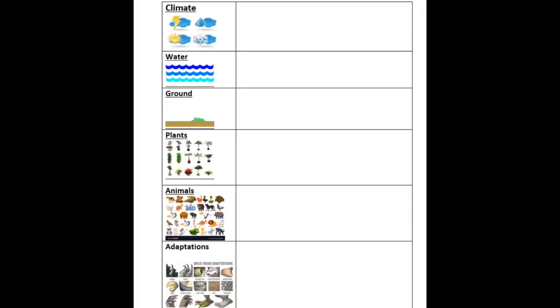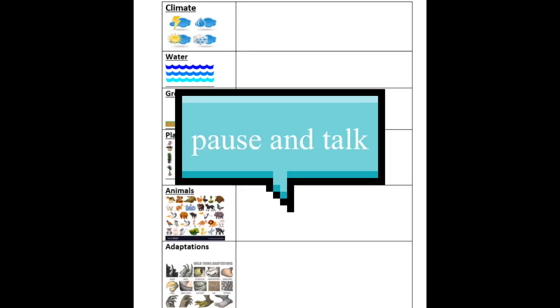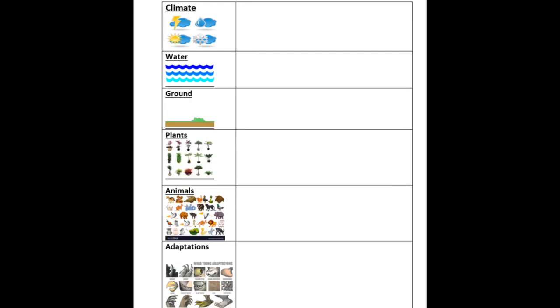Hello friends, today you're going to learn about the animals of the saltwater habitat. In the previous lesson, you learned about the freshwater habitat. Well, what is freshwater? Pause and talk. Freshwater is water that animals and people can drink because it has very little salt in it.